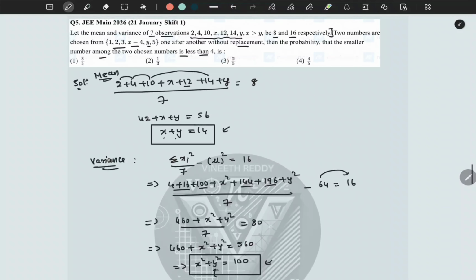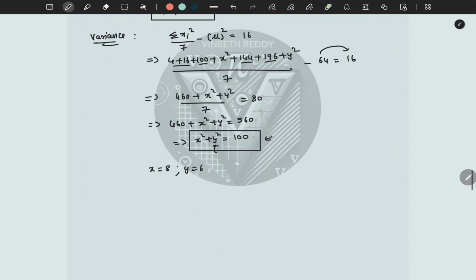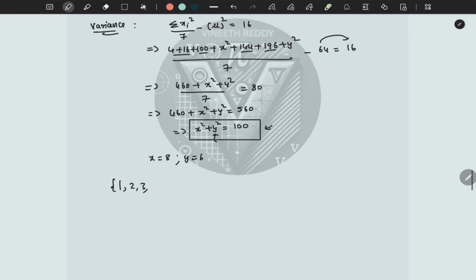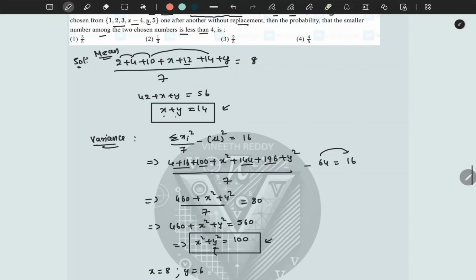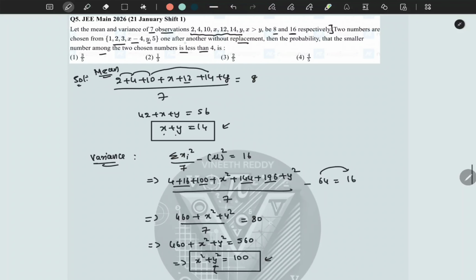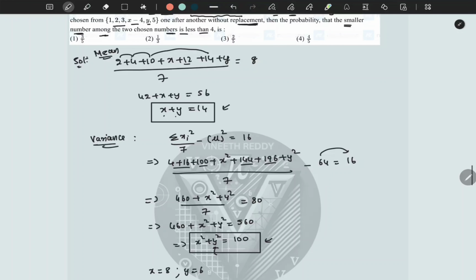Now the data set becomes 1 comma 2 comma 3, and x minus 4, so 8 minus 4 is 4, and then we have y comma 5, that is 6 comma 5, right? So what is it telling? The next part of the question says two numbers are selected from this, one after another without replacement, then the probability that the smaller number among the two chosen numbers is less than 4. The other number can be greater than or equal to 4, right?